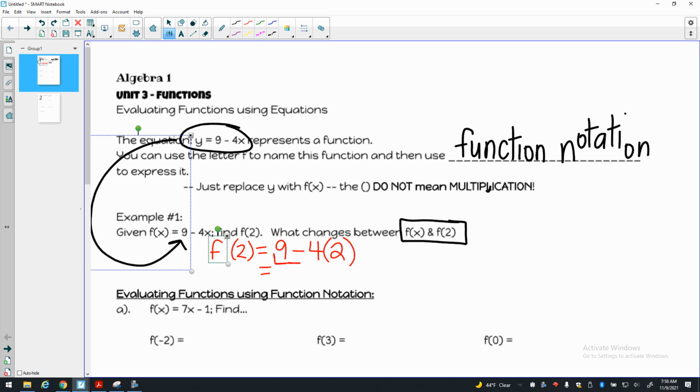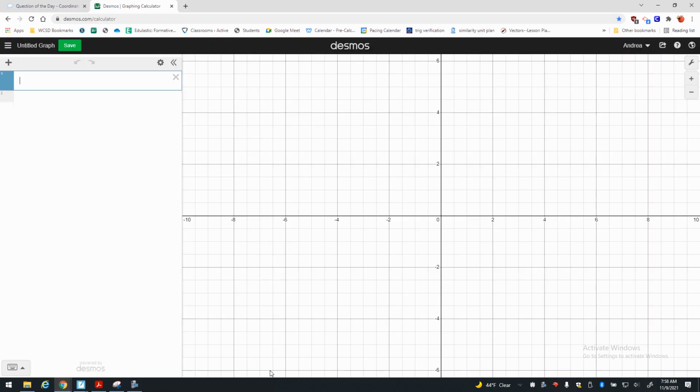So now we need to figure out what this equals. Well, what you can do is put that straight into decimals. 9 minus 4 parentheses 2. Just like a calculator, it's totally fine. So you plug it in, 9 minus 4 parentheses 2. So f of 2 equals 1. Okay, so I'd write that down. Now I want to show you a different one. Okay, that's plugging in.